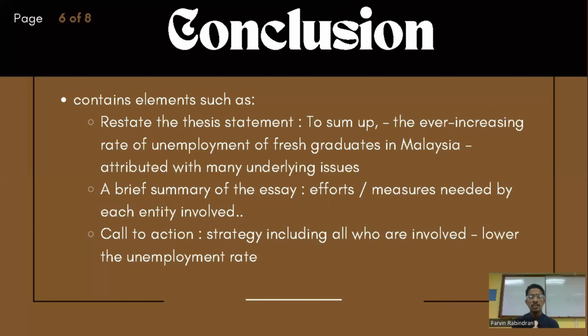This sentence expresses our hope or view regarding this topic. So the sentence goes like, a thorough strategy including all who are involved would be required to lower the unemployment rate among fresh graduates in Malaysia. So that is how I have concluded my report.